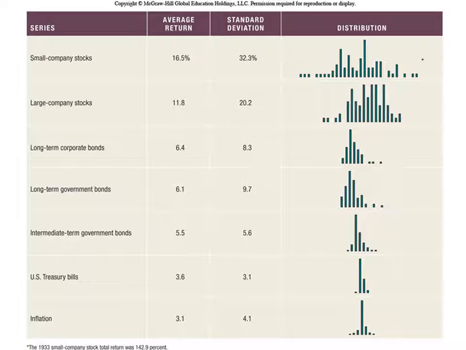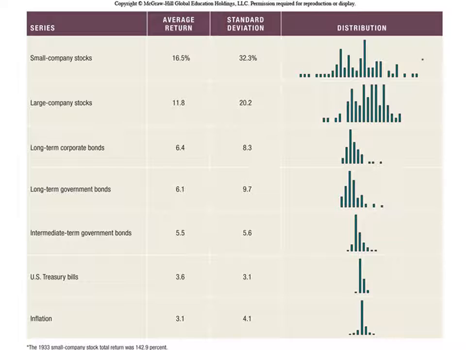How did I get that? 11.8 minus 3.6. And how do I get the risk premium for small company stocks? It would be 16.5 minus 3.6. And if my math is correct, I believe that would be 12.9%.